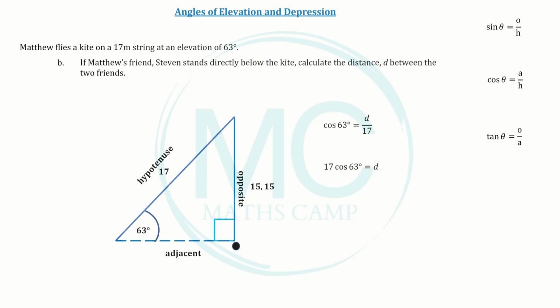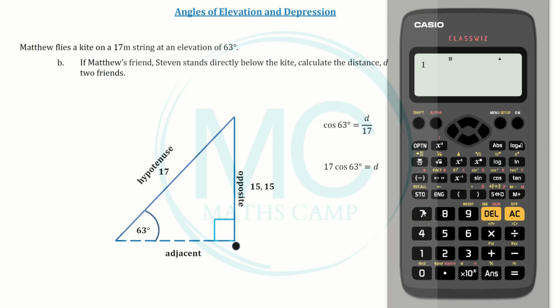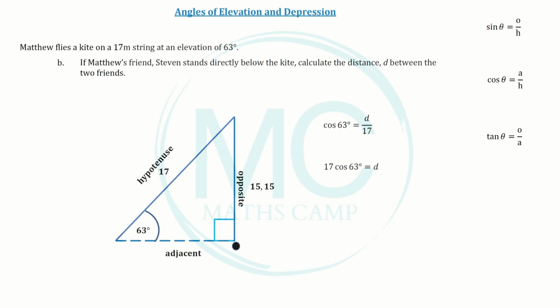And now we take our calculator and we say 17 multiplied by cos 63 degrees, close the bracket, is equal to 7,717. Let's round off to 2 decimal places. And we see the distance d is equal to 7,72 meters.